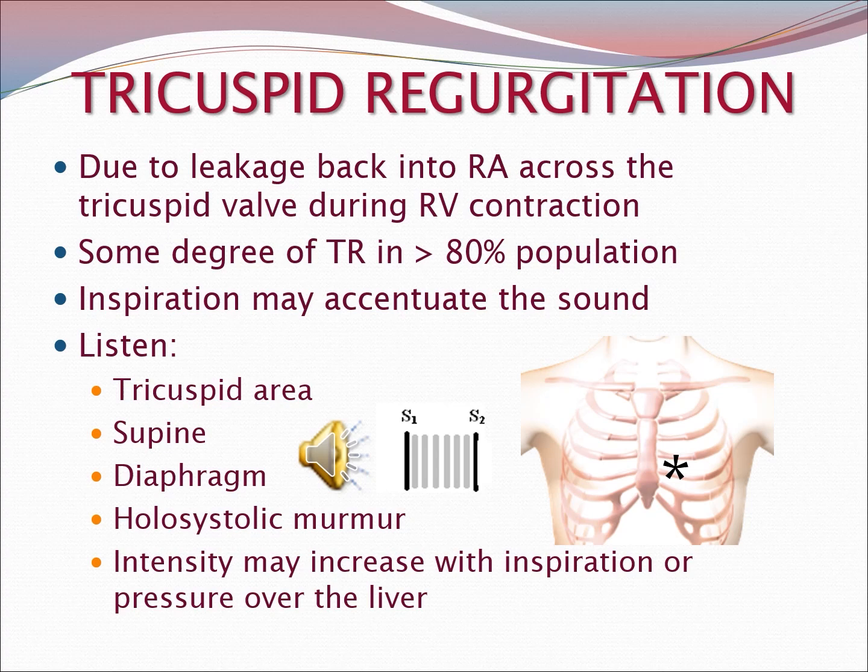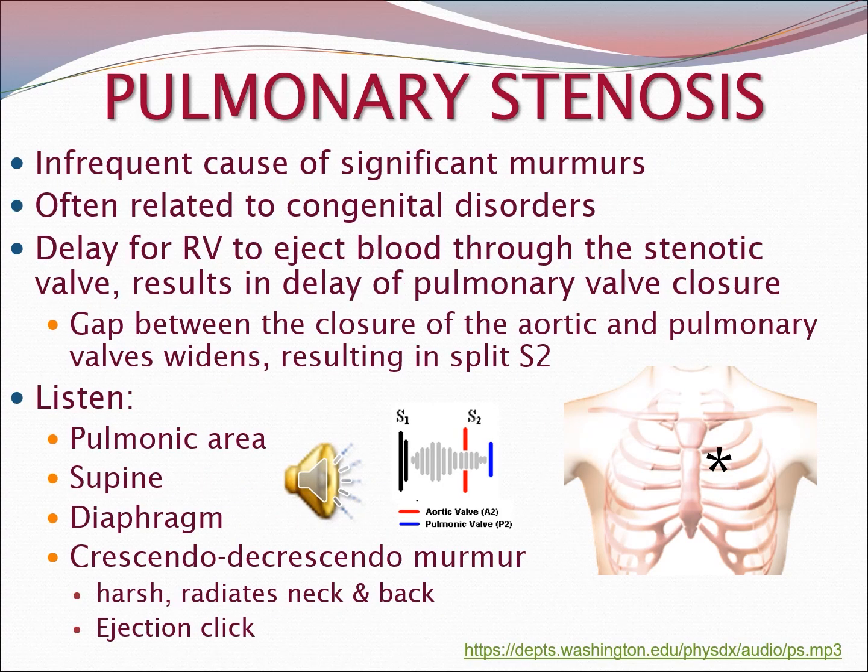Pulmonary stenosis is an infrequent cause of significant murmurs and is often a part of congenital disorders. The murmur of pulmonary stenosis is heard best in the pulmonic area, the second intercostal space along the left sternal border. The murmur can be heard radiating into the neck or the back. It has a crescendo-decrescendo shape and a harsh quality.